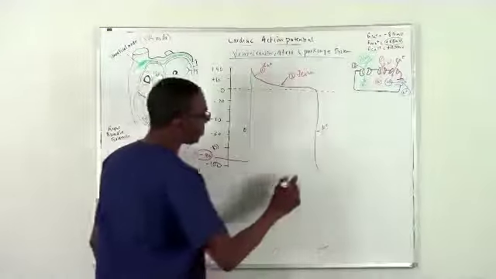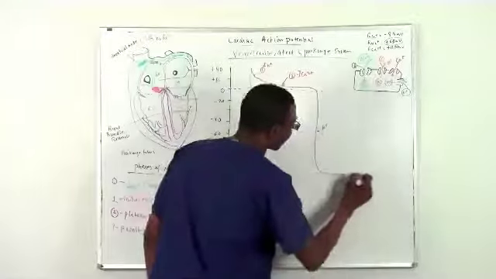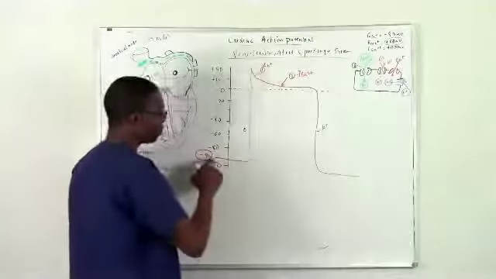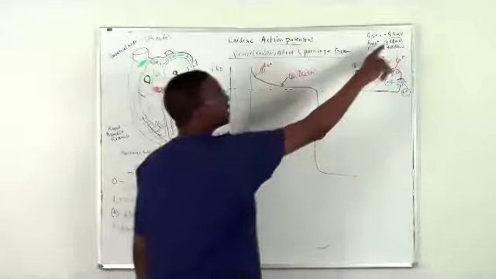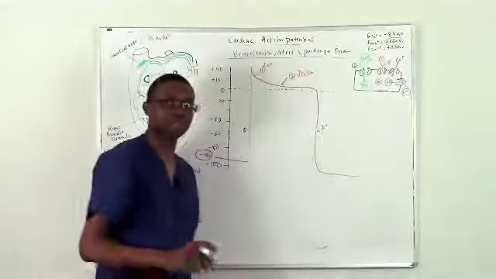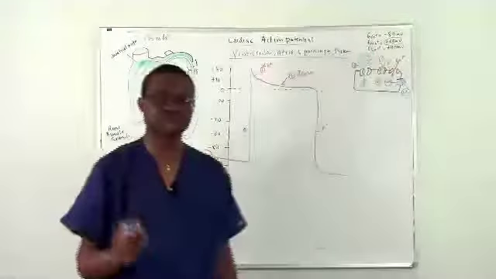And once we repolarize, we are now going to go back down. See, as we're going back down, we try to approach -90, which is the resting membrane potential.